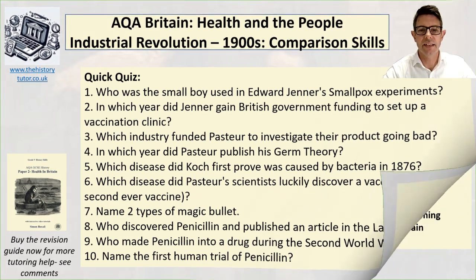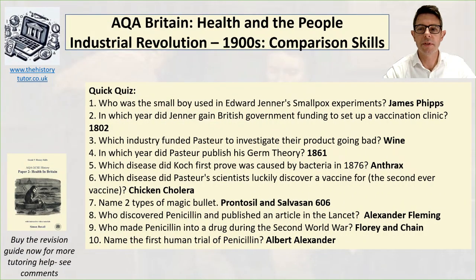Okay, so here are the answers then. Who was the small boy used in Edward Jenner's smallpox experiment? James Phipps was that one. And in which year did Jenner gain British government funding for a vaccination clinic? 1802. So we've got a couple of factors and ideas being suggested about smallpox there.